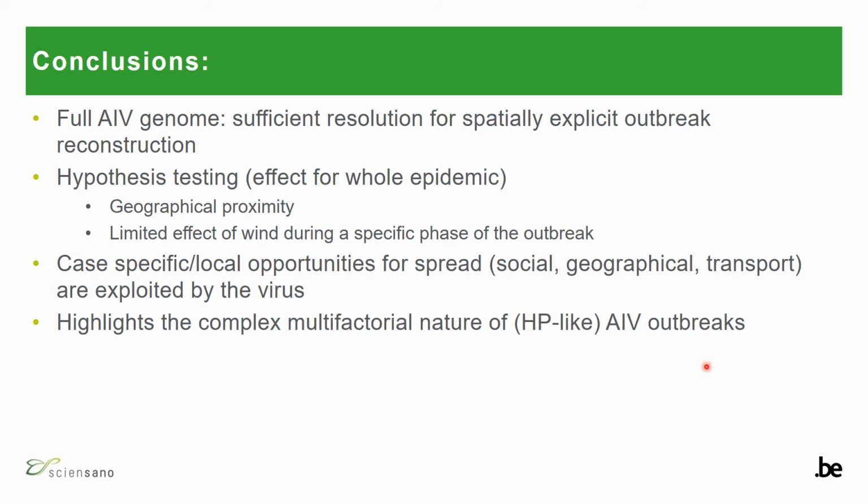What we also demonstrated is that case-specific local opportunities for spread, as we saw in the previous slide, are efficiently exploited by the virus, and that this results in local networks that are statistically supported by genetic analysis. And really this combination highlights the complex multifactorial nature of avian influenza outbreaks.